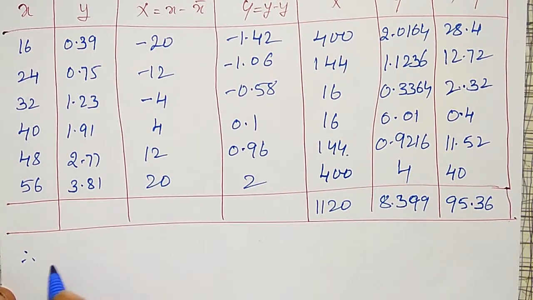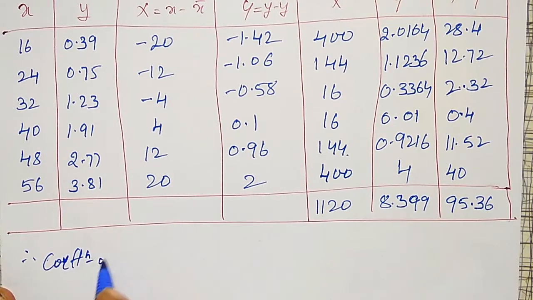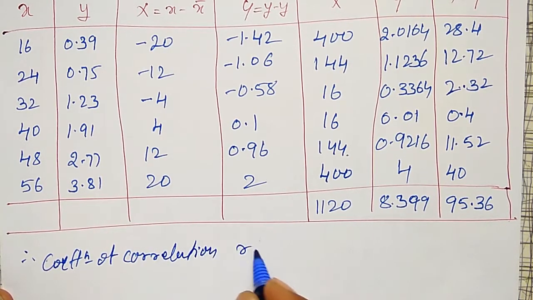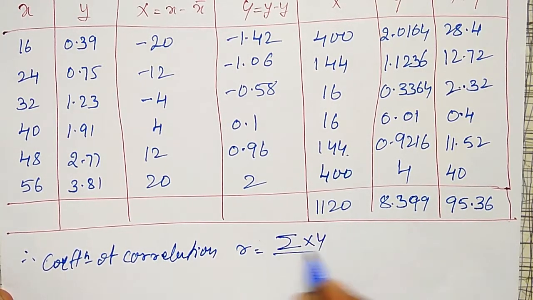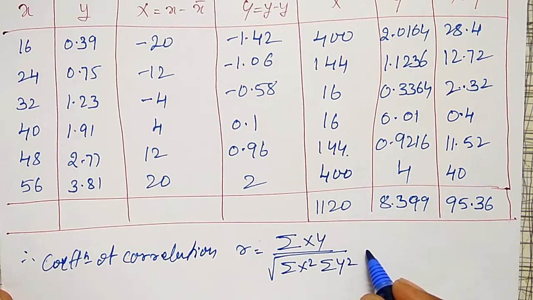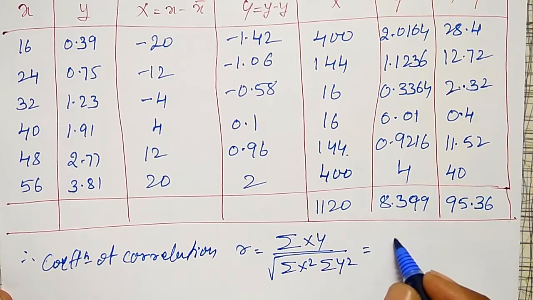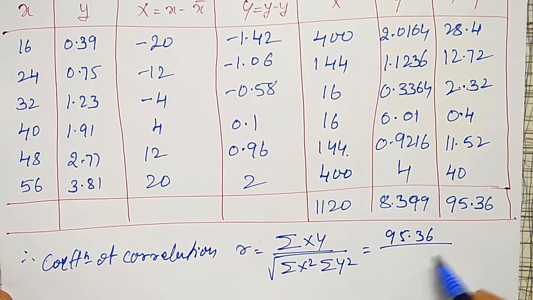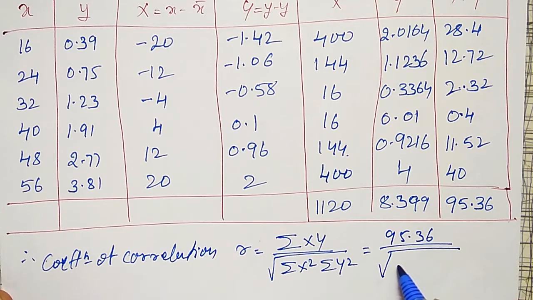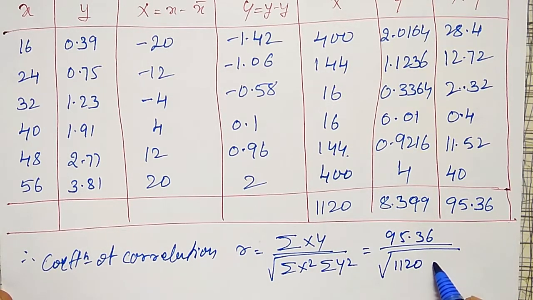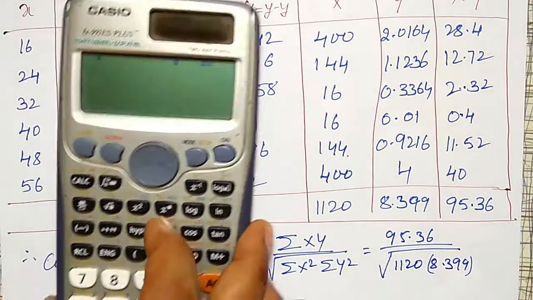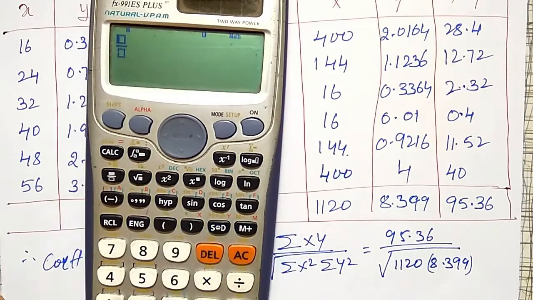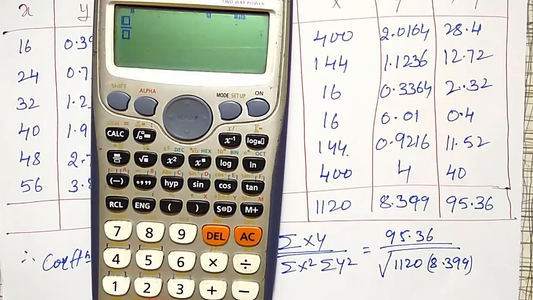Therefore, the coefficient of correlation R is equal to summation XY divided by square root of summation X square into summation Y square, and its value comes out to be 95.36 divided by square root of 1120 into 8.399. In the calculator, I can operate this using the divide option directly so that it will not go wrong.